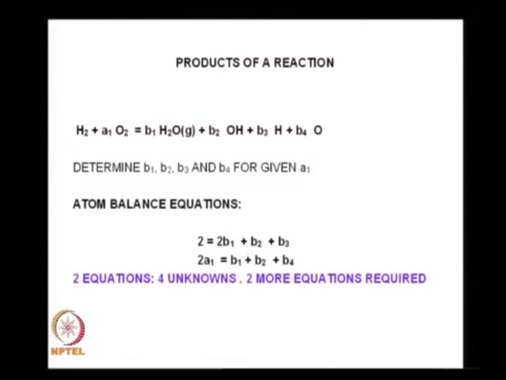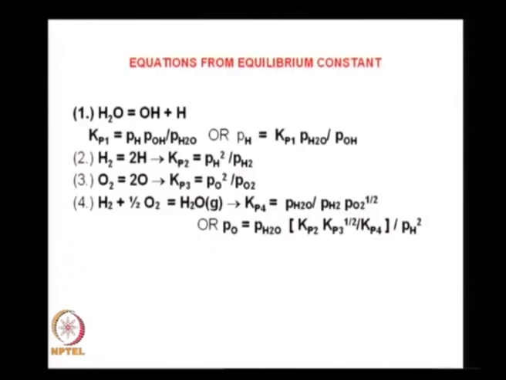Therefore, what are the equations I rely on? I say that the products are in equilibrium, that means the net thing is in equilibrium. Therefore, I do a chemical equilibrium analysis, and from chemical equilibrium I can think in terms of water dissociating to OH and H, or hydrogen dissociating into 2H, or oxygen dissociating into 2O, or H2 plus half O2 giving me water again.